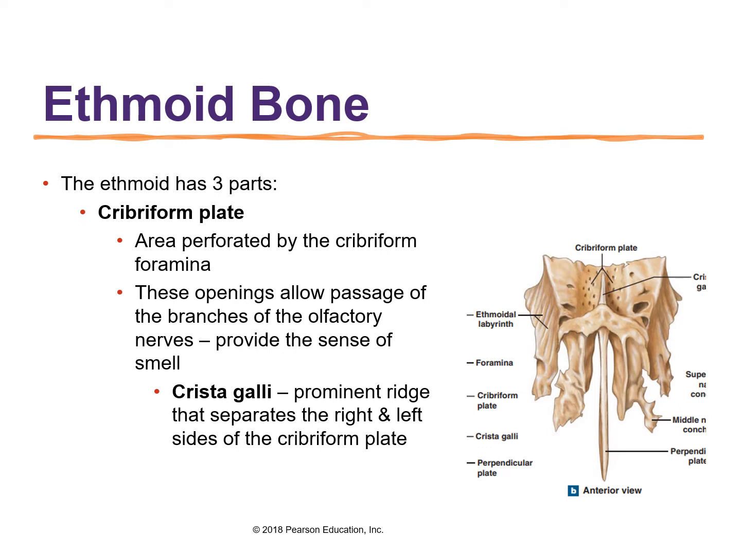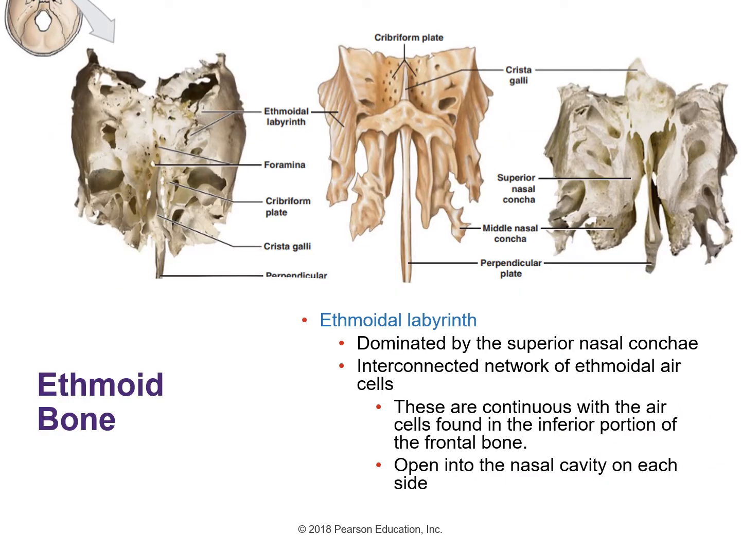So again, we see this cribriform plate right here. This area is going to have those holes, those foramina, for the passage of those olfactory nerves. And we have that crista galli, that's going to be that prominent ridge that separates the right and left sides of the cribriform plate. Again, that ethmoidal labyrinth is going to be dominated by the superior nasal conchae, an interconnected network of those ethmoidal air cells, which is going to be continuous to the nasal cavity on each side.